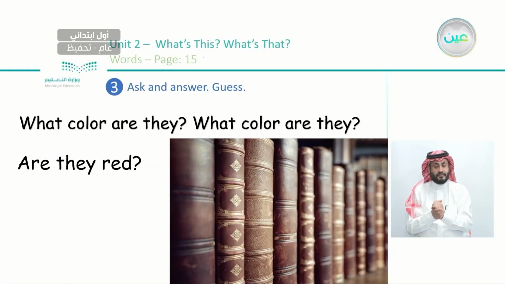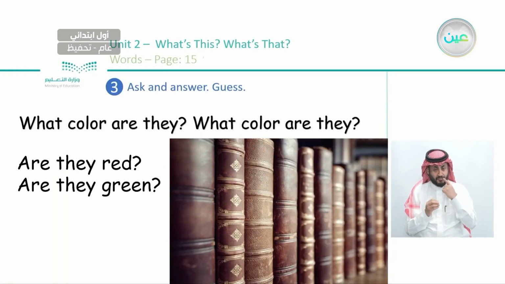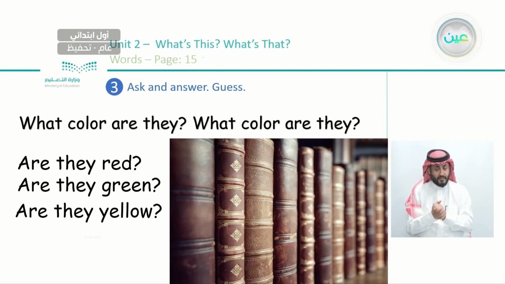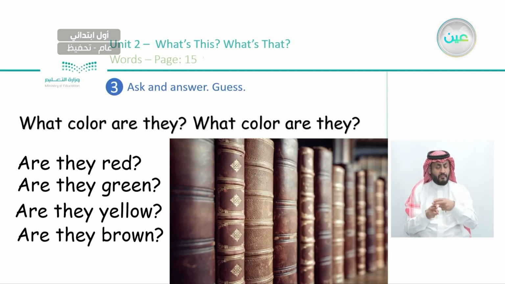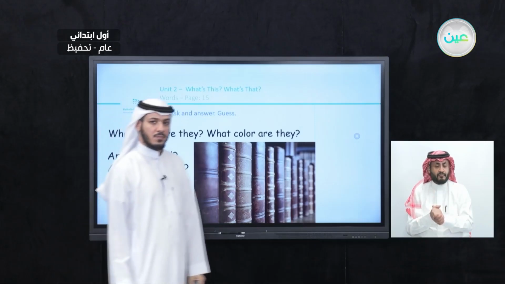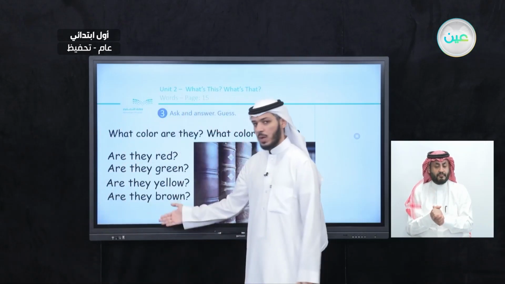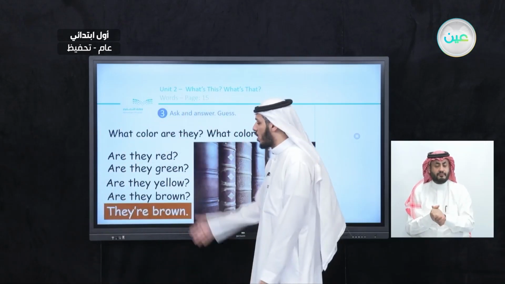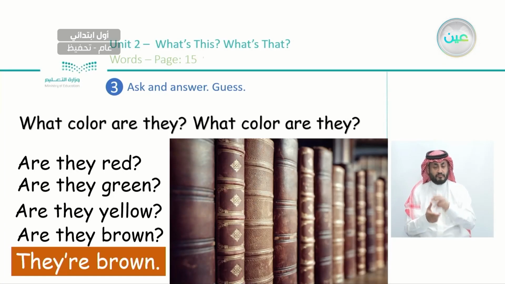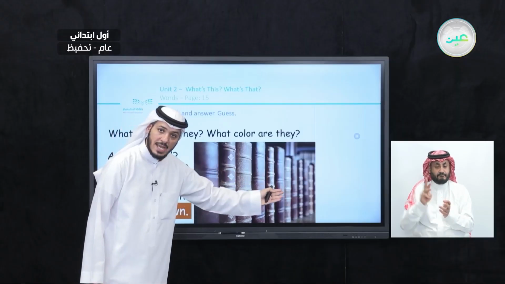So are they red? Are they green? Are they yellow? Are they brown? What do you think? Which one? Yes. Which one? Excellent. So they are brown. They are what? Brown. So we have brown books. Excellent.